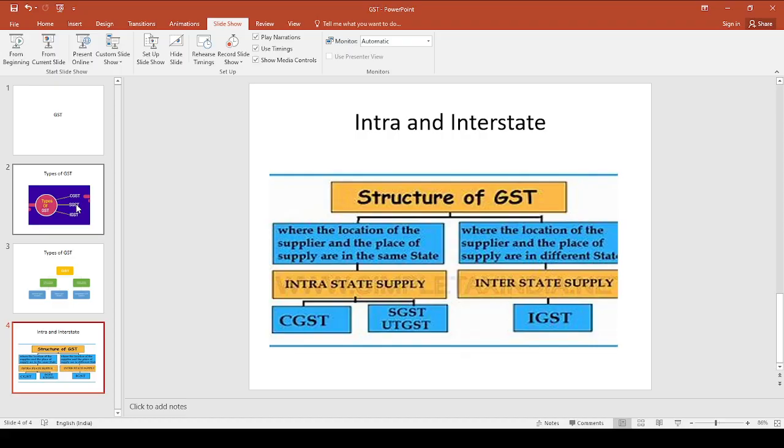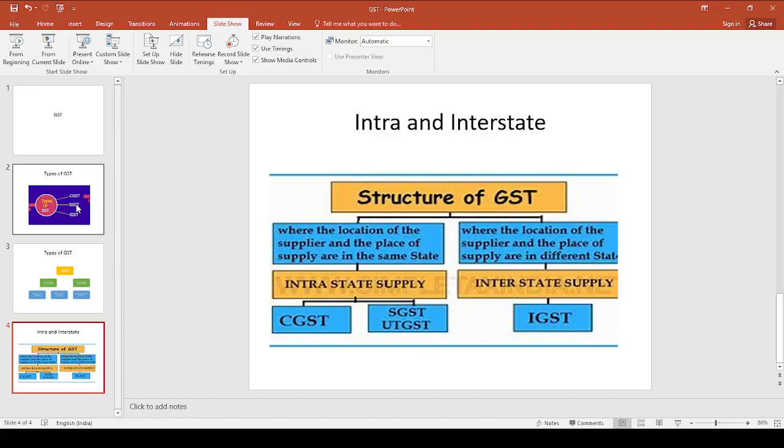So say for example, if I am purchasing a particular product and the rate of GST for that product is 8%. So that 8% GST will be divided into two in case of intrastate sales. That means 8% will be equally divided, which will be 4% in CGST and 4% in SGST.